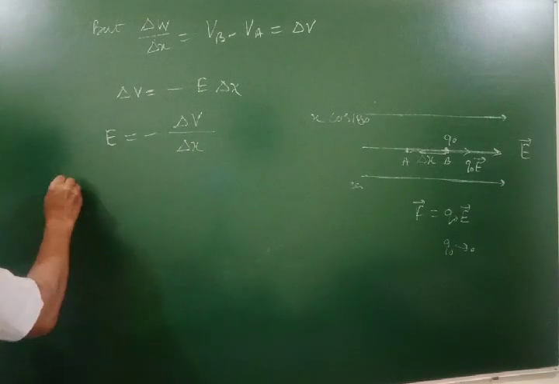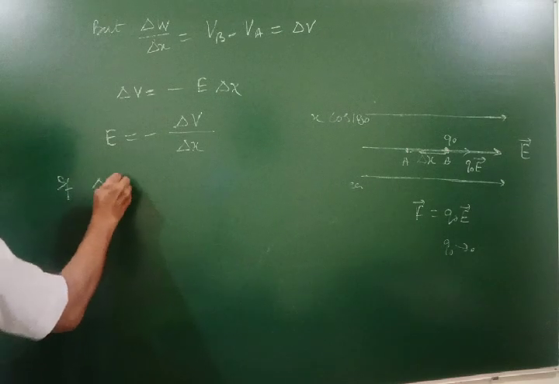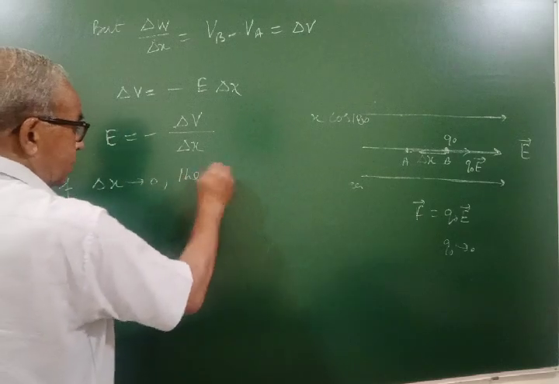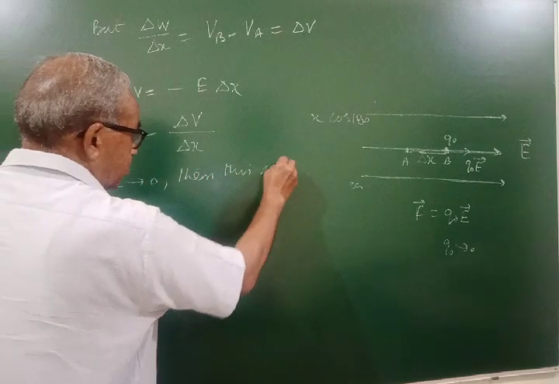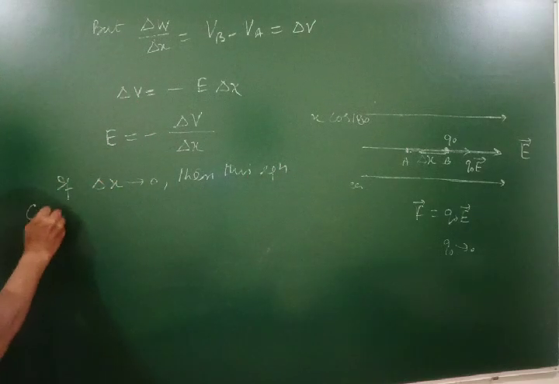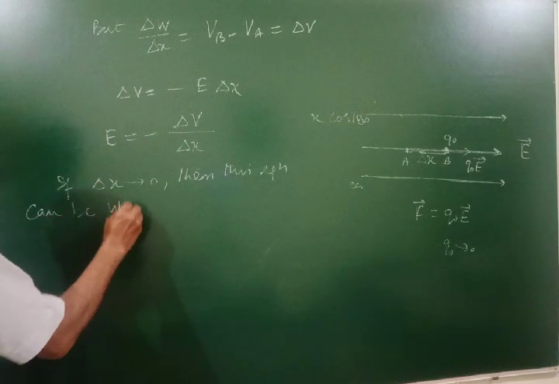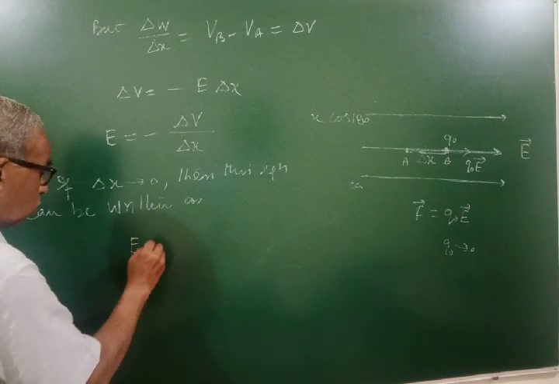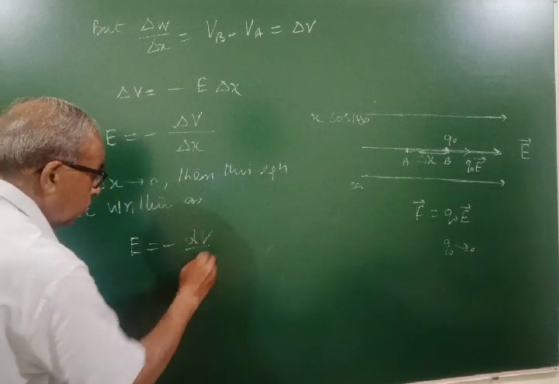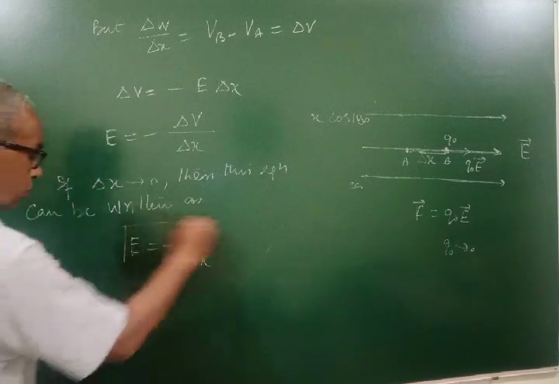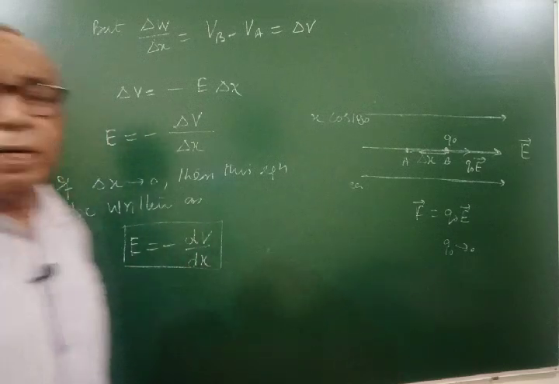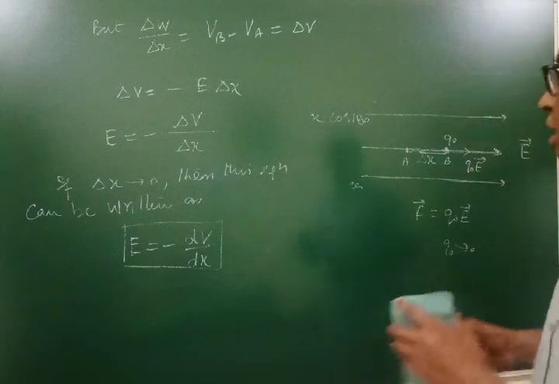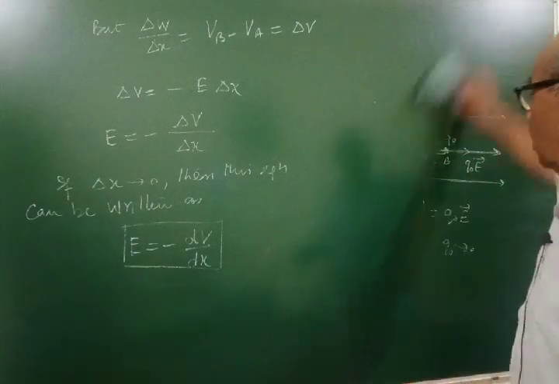If delta X tends to 0, then this equation can be written as E is equal to minus dV over dx. So a uniform electric field is equal to the negative of the potential gradient. Here dV over dx.